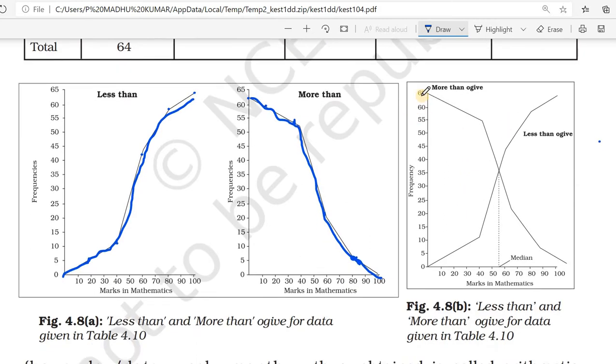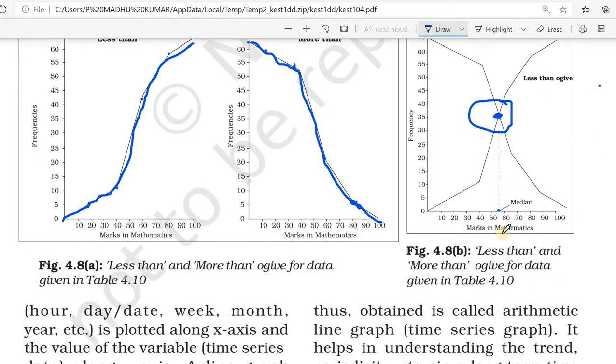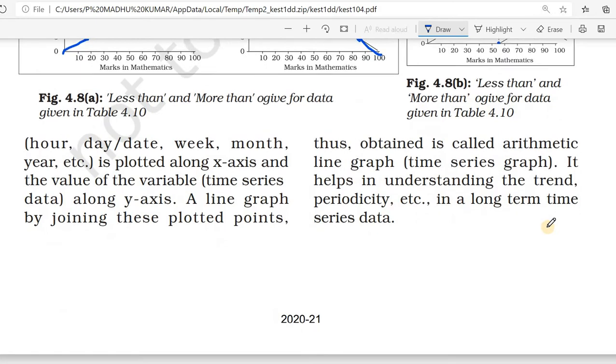If we draw both diagrams in the same graph, we will get the less than ogive here and the more than ogive here. Then you can see that at the midpoint the less than and more than ogives join. This point is the median. What is the value? It is near to 55.